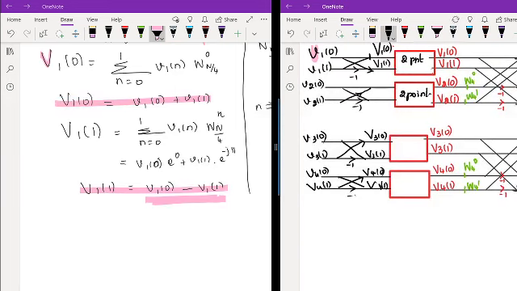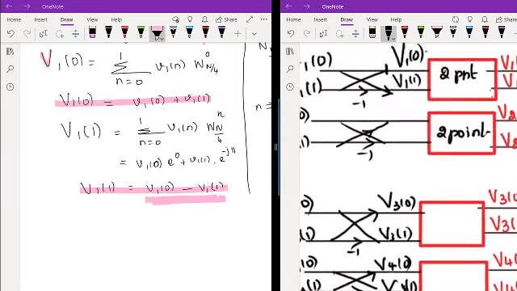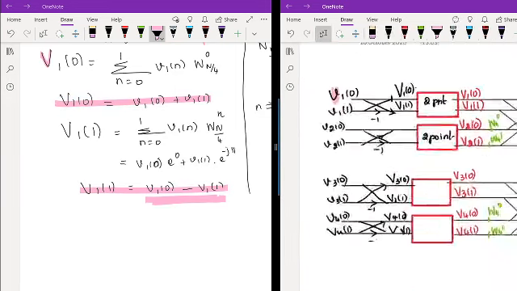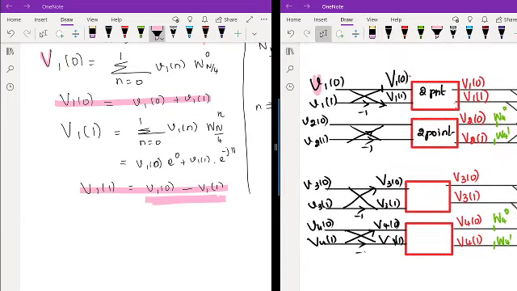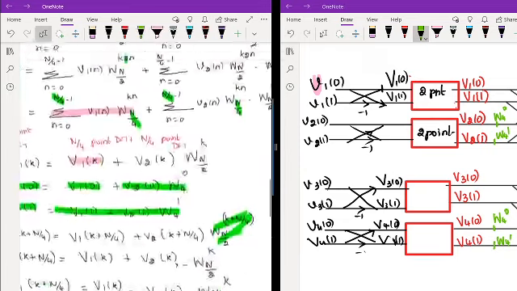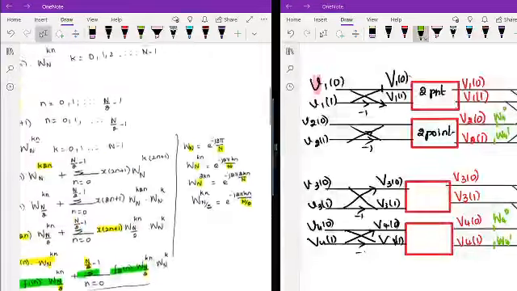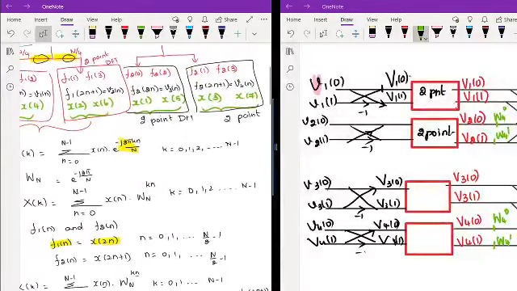So now the question is, we have the sequence x of n, that is x of 0, x of 1, x of 2, x of 3, those samples only, right? But here the samples are V1 of 0, V1 of 1, V2 of 0, V2 of 1. So we need to check what is the x value for this V1 of 0. That's what we discussed in the beginning. I'll go back to that beginning representation.